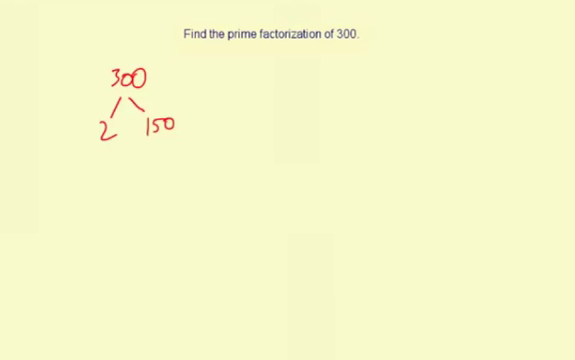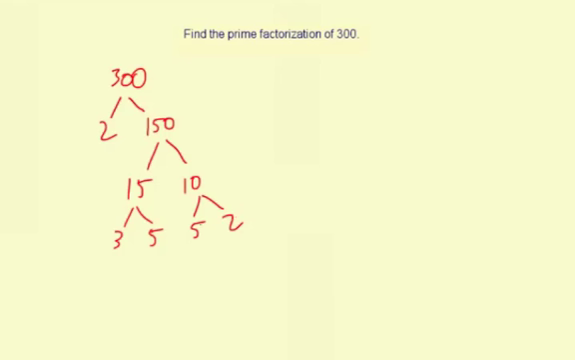And 150, that's still, well, I think that's 15 times 10? So I'm going to put a 15 and a 10. And now I'm going to factor each of these. Notice I didn't continue with a 2 because that's already prime. But this 15, that's 3 times 5. You can always use a calculator to help you too when you're doing this stuff. 10 is 5 times 2. Okay, now all of these factors are prime.